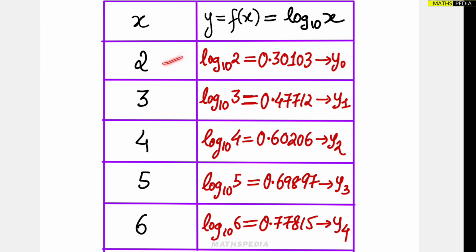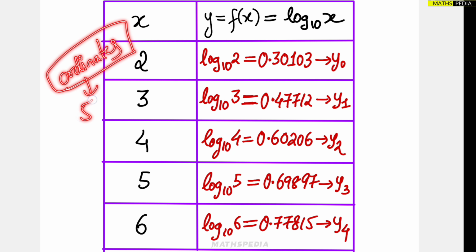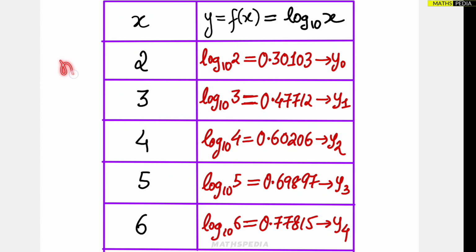Next, how many points are there? Total 5 points. How many intervals are there? Totally 4 intervals, because the n value given in the question is 4. So n is equal to 4, that means the interval is 4, and the points are 5. Points are also called ordinates. So ordinates in this particular question are 5 points. If you subtract 1 you get the intervals, which is 4, n is equal to 4. If you add 1 to the intervals you get the points, because n plus 1 is 4 plus 1, which is 5.